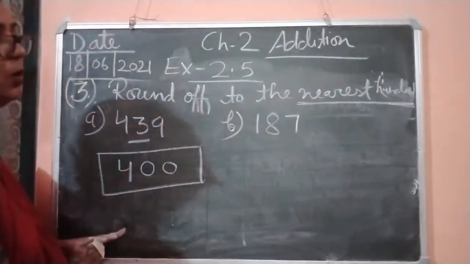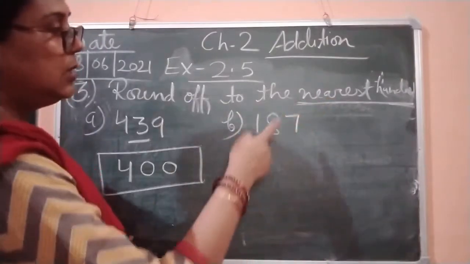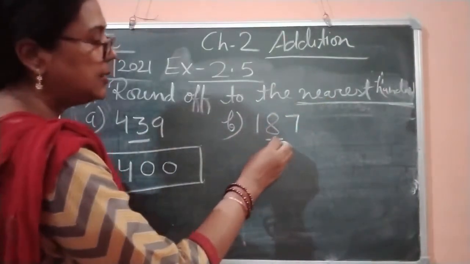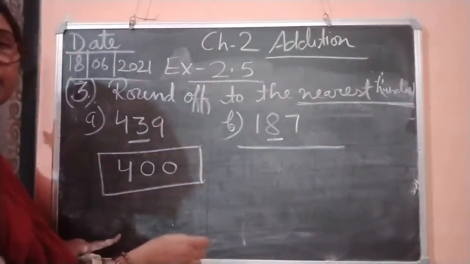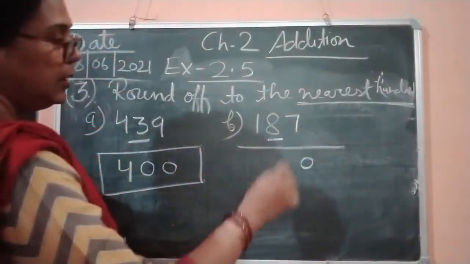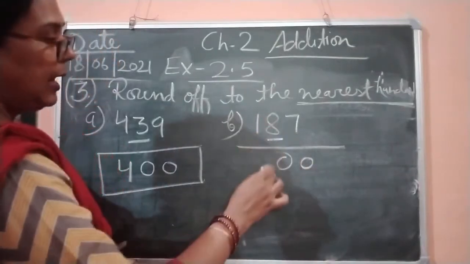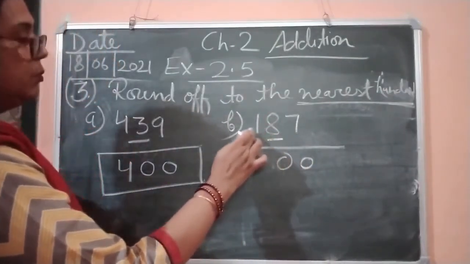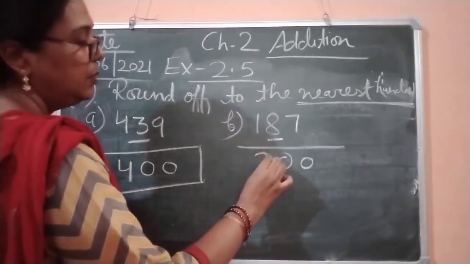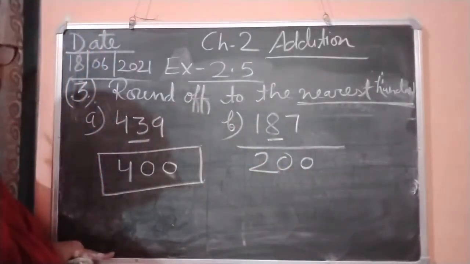187. To round this off to the nearest 100, we will look at the tens place. It is 8, so it is considered a strong number. We will write 0, then again 0, and 1 will be carried because this is a strong number. It will be moved to this one, so it will become 200. Okay.